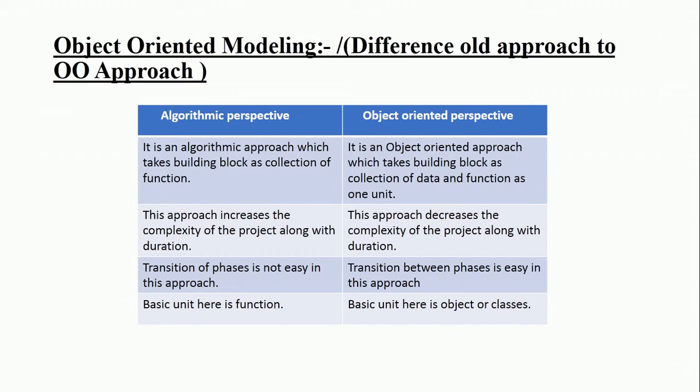Okay. Third, transition of phases is not easy in this approach. Transition between phases is easy in the object-oriented approach. The basic unit here is function and the basic unit here is object or classes.